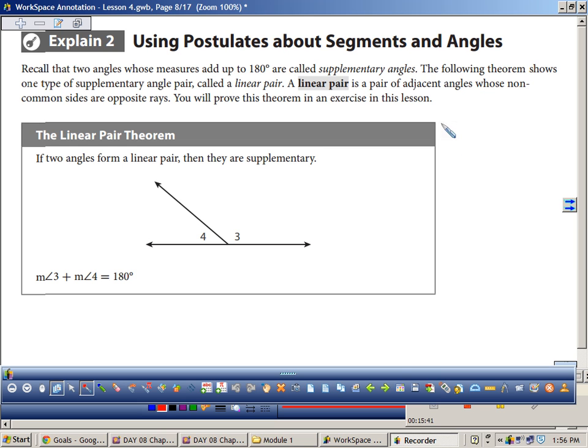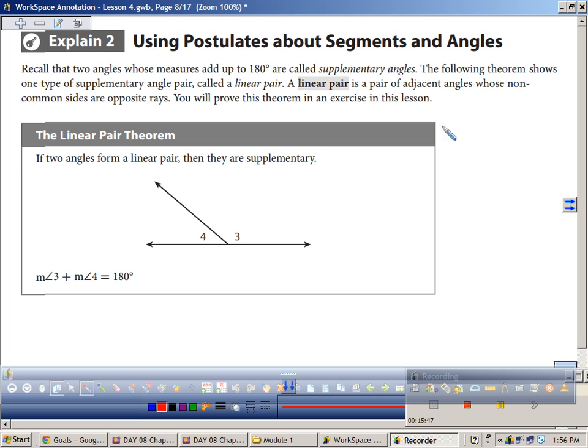So one thing that we have to be really, really careful about this year is that this book assumes that you've had Common Core throughout your entire education. There's really no way around it, so it's my job to try and bridge those gaps.